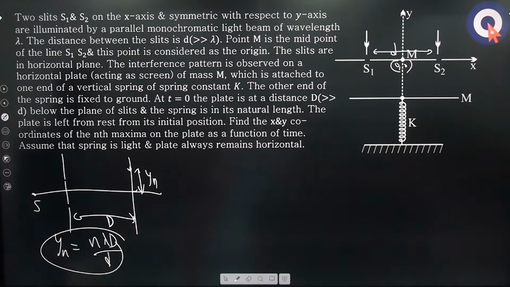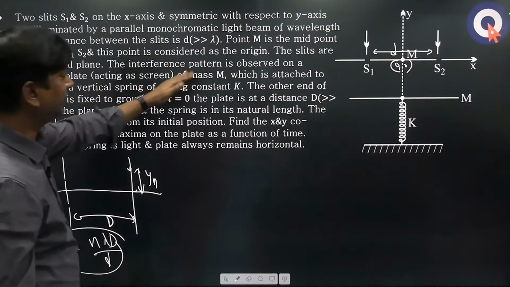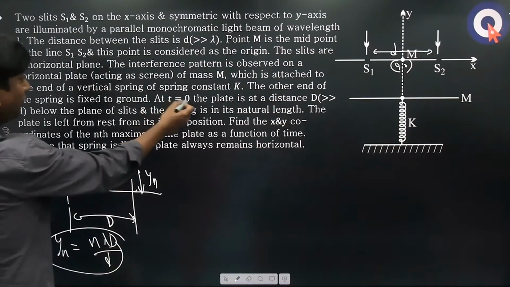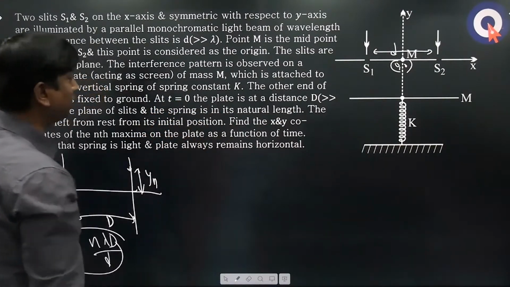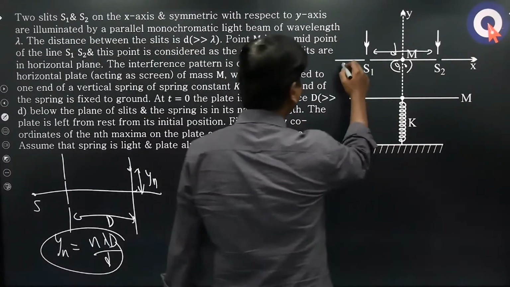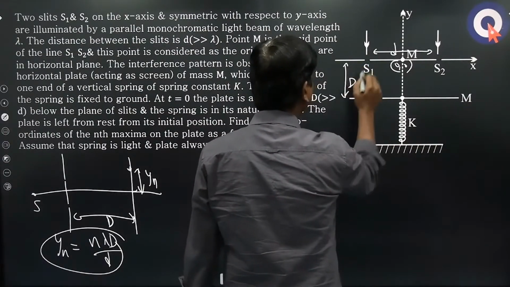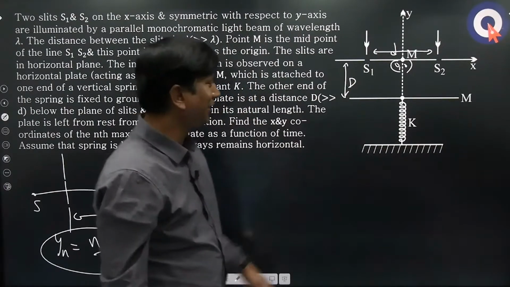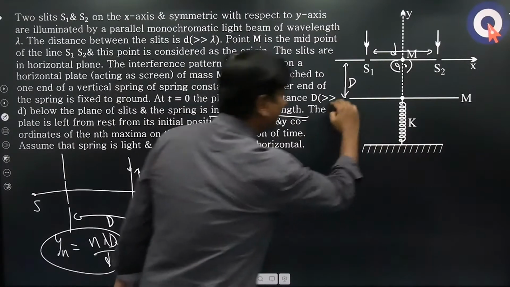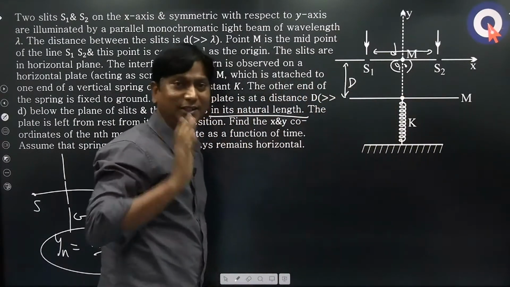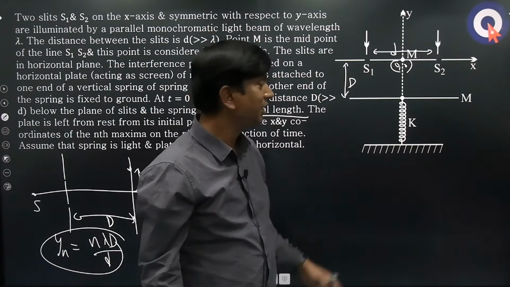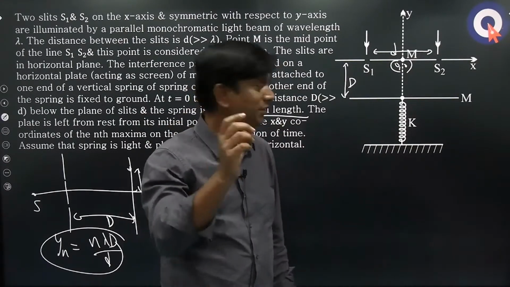Okay. Which is attached to one end of a vertical spring. Rest is all just like a spring with mass m. P is equal to 0. The plate is at a distance of capital D far greater than small d below the plane. Okay. That this is exactly at capital D initially. But when you attach it and the spring is in its natural length. So m mass is there, spring is in the natural length. If you release this m mass from here, it won't stay there. Definitely it is going to oscillate with some mean position.